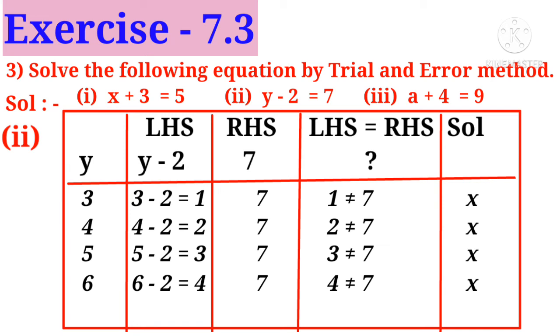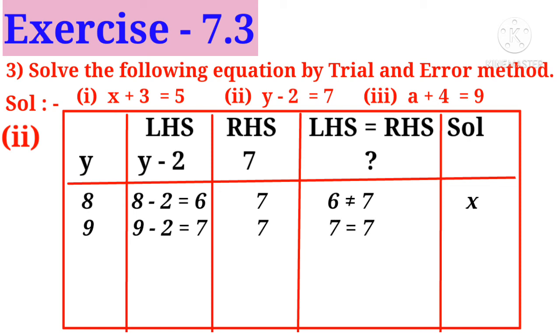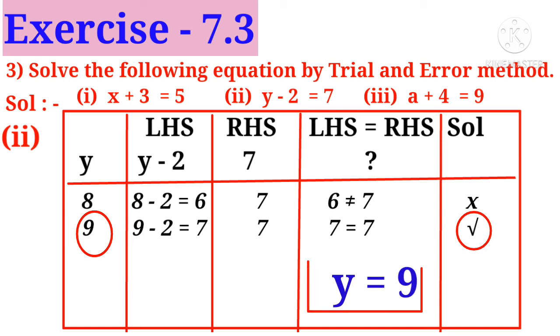Put y is equal to 7. 7 minus 2 is equal to 5. RHS 7. 5 is not equal to 7, so it is also not solution. Now put y is equal to 8. 8 minus 2 is 6. RHS is 7. So 6 is not equal to 7, so it is also not solution. Now put y is equal to 9. That is 9 minus 2 is 7 on LHS. RHS is 7. 7 is equal to 7, so it is the solution. Tick mark. So whenever you put tick mark, then y is equal to 9 is the solution of the above equation.